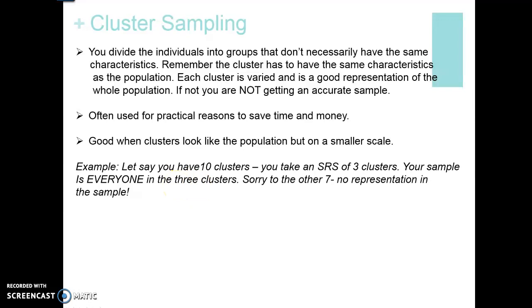So if I have 10 different bins, I'm going to throw numbers 1 through 10 into a hat, pick out 3. Let's say pick numbers 1, 5, and 7. So bin 1, bin 5, and bin 7. Everybody in those 3 bins is going to be part of your sample. The other 7 that we didn't use, sorry, they get no representation in the sample.